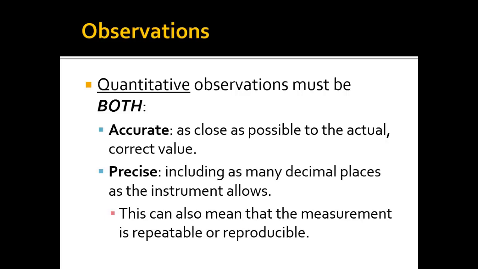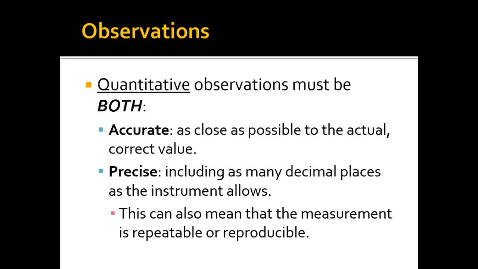Precision's a little tougher to get your head around at first, and so this is the one we'll talk about and show a little bit more with practice on our graduated cylinders today and other things like that. Precision has to do with two things. The one that we'll use most in chemistry has to do with including as many decimal places as possible, or perhaps better is to say, including as many decimal places as the instrument allows.